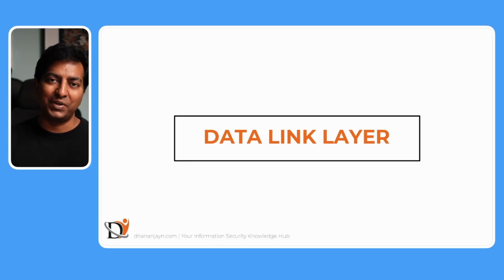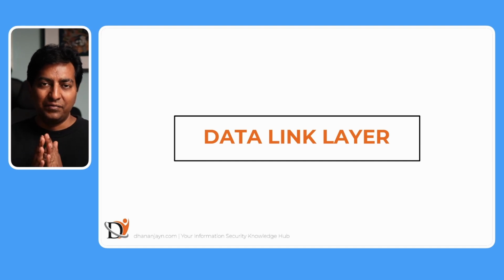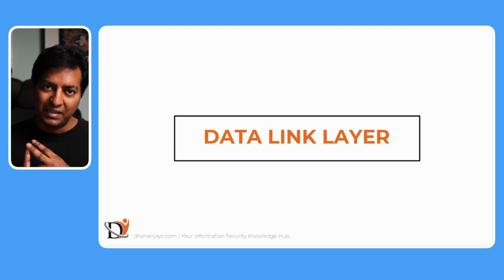So we discussed IP addressing. Now let's talk about physical addressing, which is MAC addressing. Friends, when it comes to computer addresses, there are two types of addresses that exist. Number one is the logical address, and second is the physical address. The logical address is nothing but the IP address. The physical address is the MAC address, which is nothing but the media access control address.